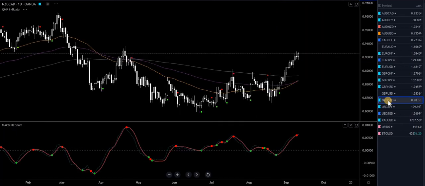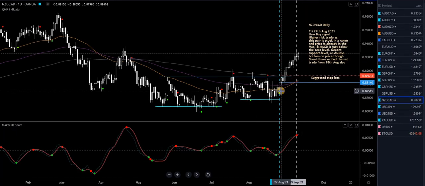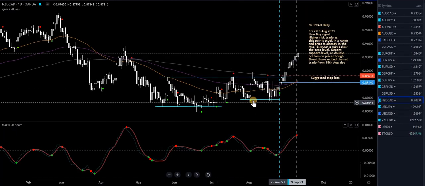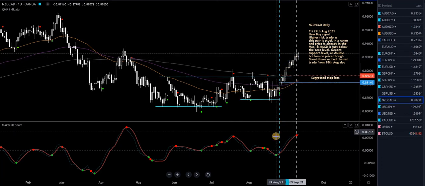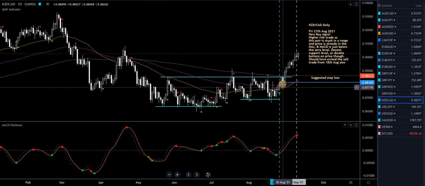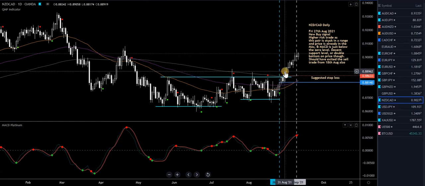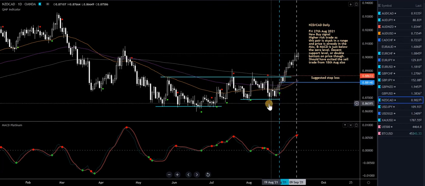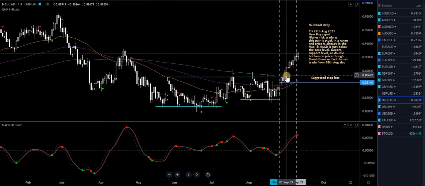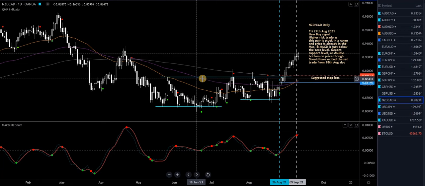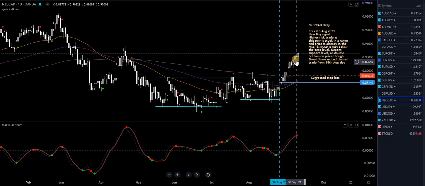New Zealand CAD. This was a buy. This is a bit range bound also. Eventually broke the range, which was nice. And on this, once it broke here, we would have closed half, brought the stop up. The initial stop would have been down here somewhere. Would have brought it up in here. Now we're up above this blue line. And we're just bringing it up.